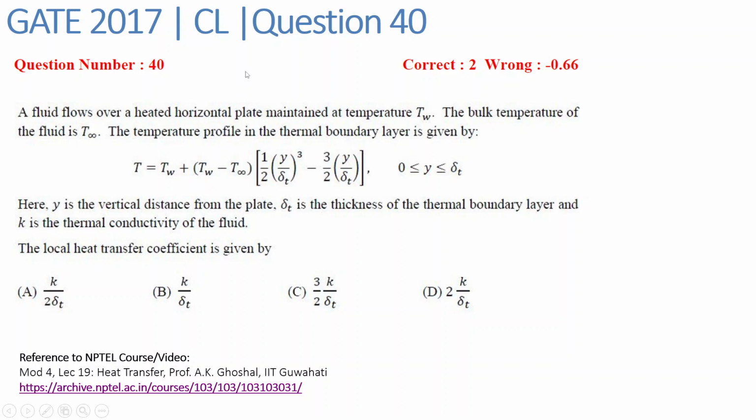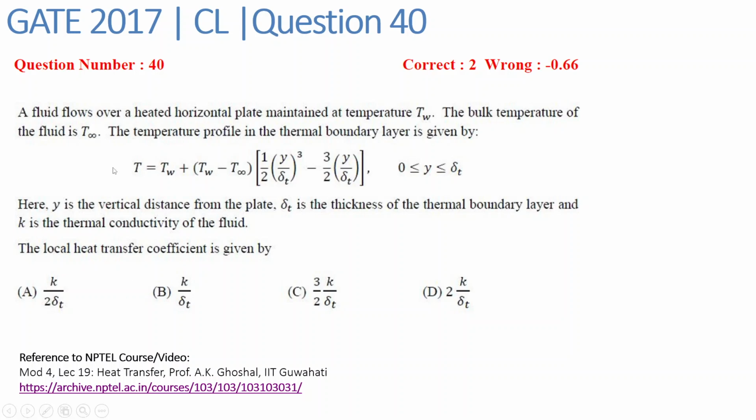The next question is question 40 of the GATE 2017 chemical engineering paper, and the question is: a fluid flows over a heated horizontal plate maintained at a temperature Tw. The bulk temperature of the fluid is T infinity. The temperature profile in the thermal boundary layer is given by this equation. Here y is the vertical distance from the plate, delta T is the thickness of the thermal boundary layer, and K is the thermal conductivity of the fluid. The local heat transfer coefficient is given by which of the following options?